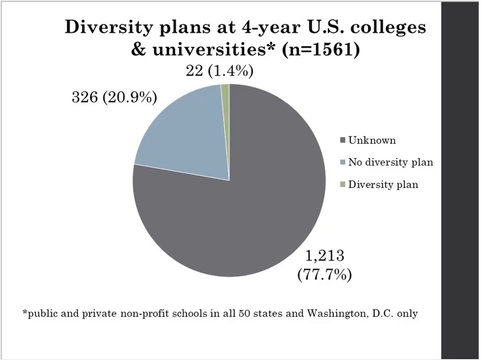326 of the schools that I emailed replied to my email request to let me know that they did not have a formal diversity plan in place. And the remaining schools that I emailed never responded to my email request, and I couldn't find any evidence of a diversity plan on their library websites.